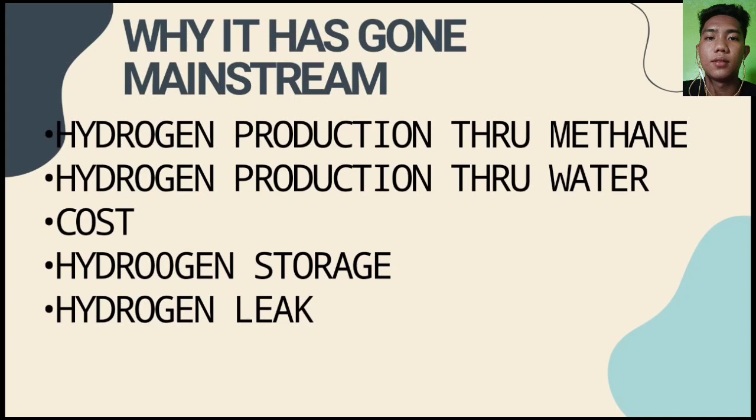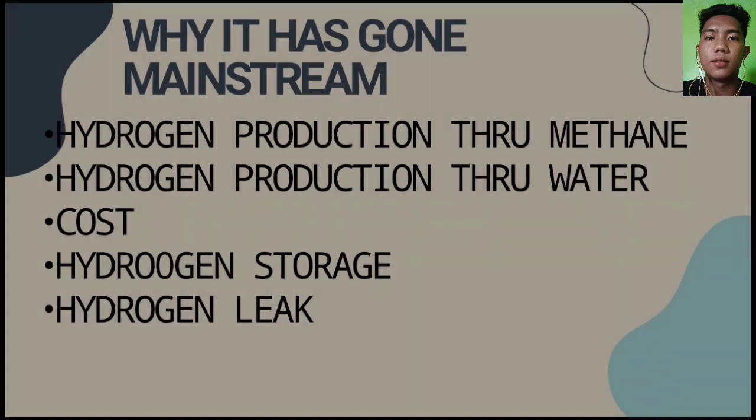So next natin is yung hydrogen leak. So dito naman, during operation, hydrogen leak is possible. So if nagkaroon ng hydrogen leak, naapektuhan nito ang ozone layer nang mas mabilis pa sa CFC. So ano nga bang CFC? Chlorofluorocarbon. It means mas malala pa ang epekto ng hydrogen sa ozone kaysa sa CFCs. Yun lang po. Thank you.